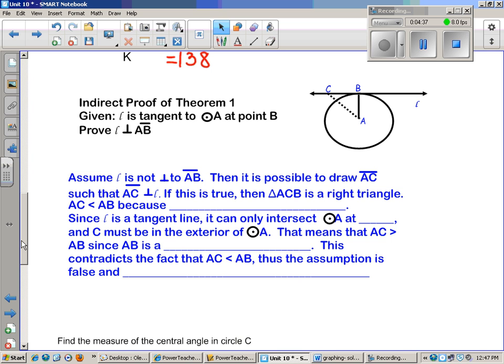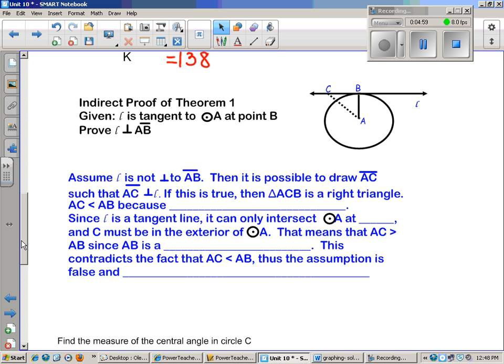So an indirect proof, normally in a regular proof, we'd be given A and we're trying to prove Z. So we'd say if A then B, if B then C, if C then D, if D then E, all the way to Z, right? And that's how we'd prove it. We'd just go step by step and say, if this is true, then this is true.